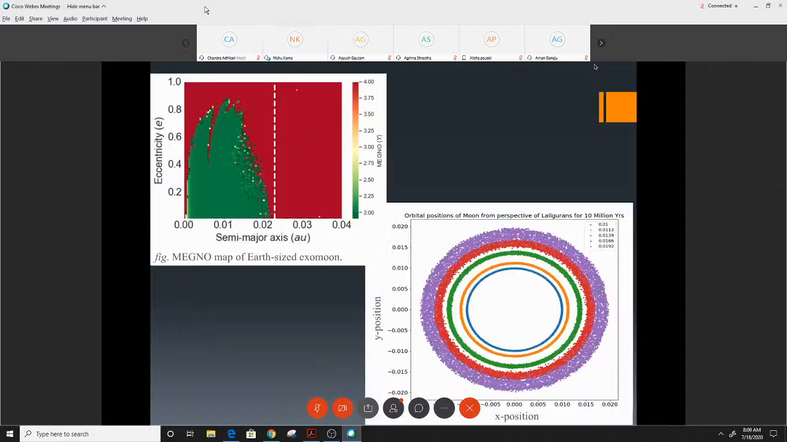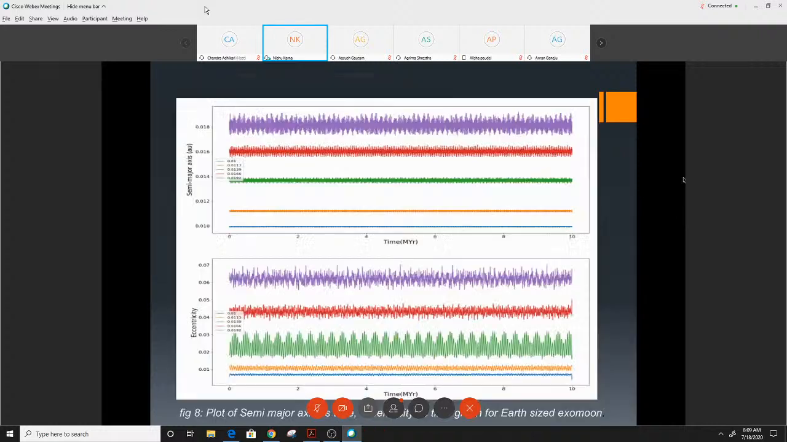We repeated the whole process for an Earth-sized exomoon. The MEGNO map of the Earth-sized exomoon, as we can see, is similar to that of the previous one. And in the same way, we traced the orbital positions of the exomoon, but for 10 million years, and this is the reason why the outer orbits of this graph are comparatively denser than that of the moon-sized exomoon. This graph of the Earth-sized exomoon shows the same result as that of the moon-sized exomoon.